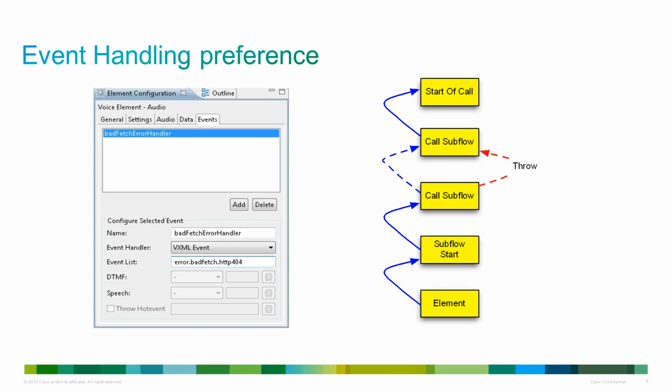Otherwise we can again propagate it back to the call subflow and finally to the start of call element. If there is no event handler specified in any of these levels, it will be handled in the generic way which was there in 10.0 release as well. So the call flow will be redirected to the error element and the call will be disconnected.